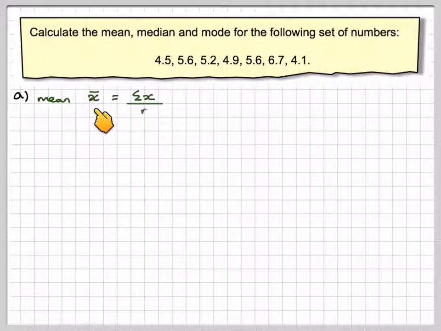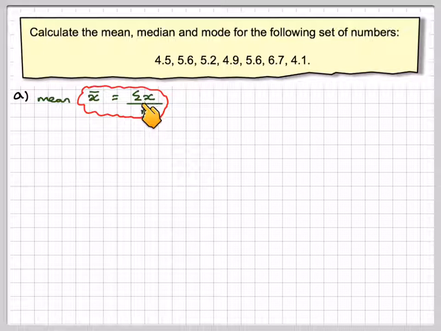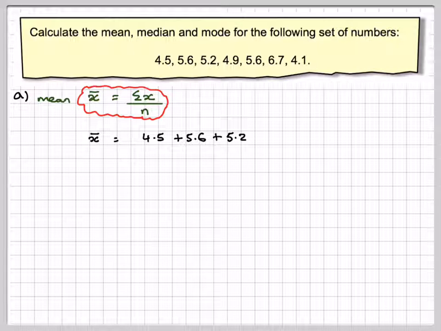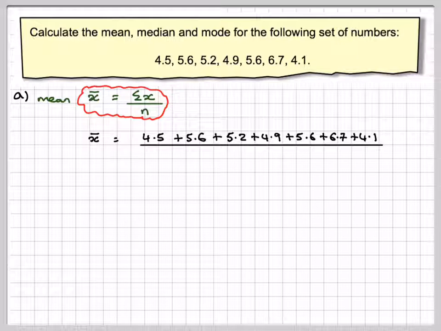So the mean, if we write it as x bar, is the sum of x. That means add all these up and divide by the number of items. There's 7 items altogether. So x bar will be 4.5 plus 5.6 plus 5.2, and so on, adding them all up and then dividing by 7.